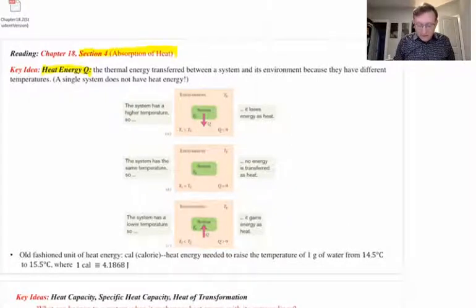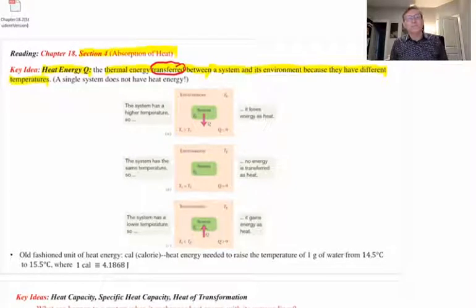Heat energy is the thermal energy transferred, let me emphasize that word, transferred between a system and its environment because they have different temperatures. Heat energy is thermal energy that is transferred between system and environment because they have different temperatures. Again, heat energy is energy that has been transferred from one thing to another.